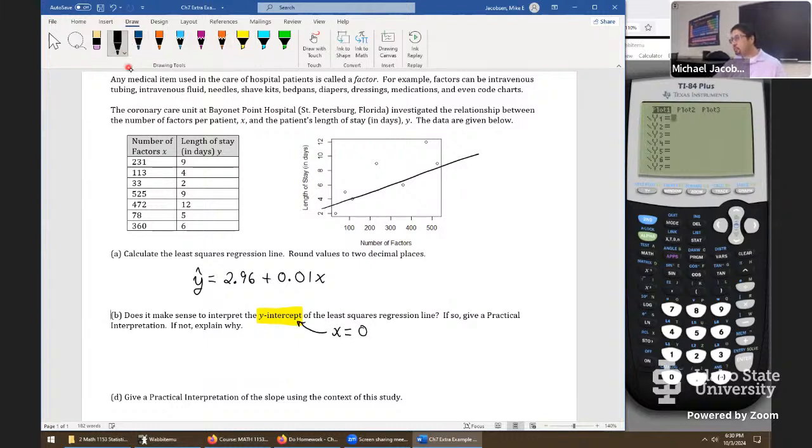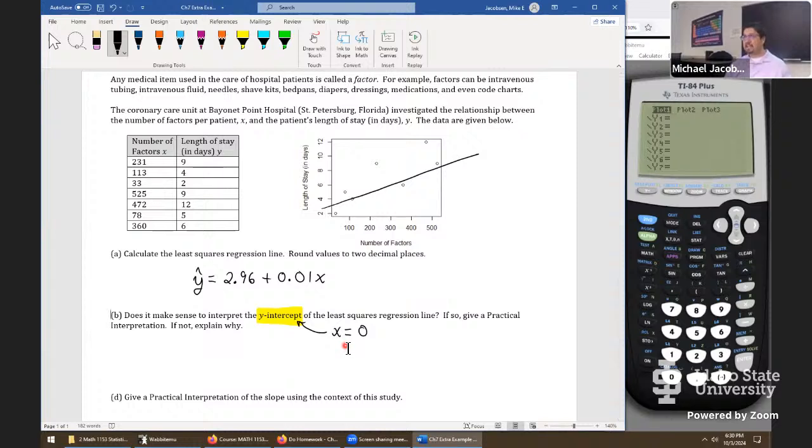Well, a y-intercept, recall, would mean x equals 0. And 0 is nowhere in sight here, but we could still potentially interpret it, even if it's extrapolation. So that's one thing that's a little bit tricky here. All it's asking is, would the intercept make sense? Not if it's extrapolation or not. So I'll leave it up to the class. Would it make sense to have no factors as a hospital visit?